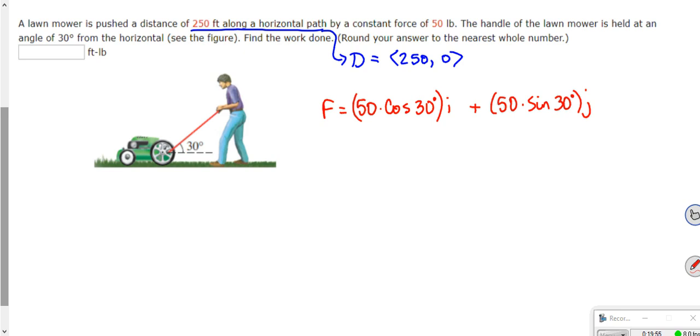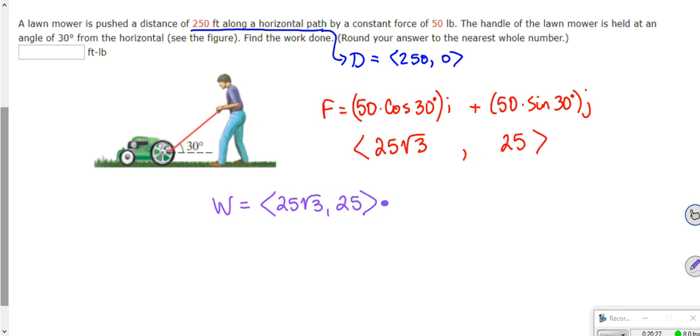So this is going to give us, if you poke that in your handy dandy calculator, again, I'm going to put it back in brackets. This is going to get us 25 root 3, comma, 25. Okay, 25 root 3 i and 25 j. So now, again, work equals force times distance. So work equals, here's my force vector dot product, that's times, my distance vector is that.